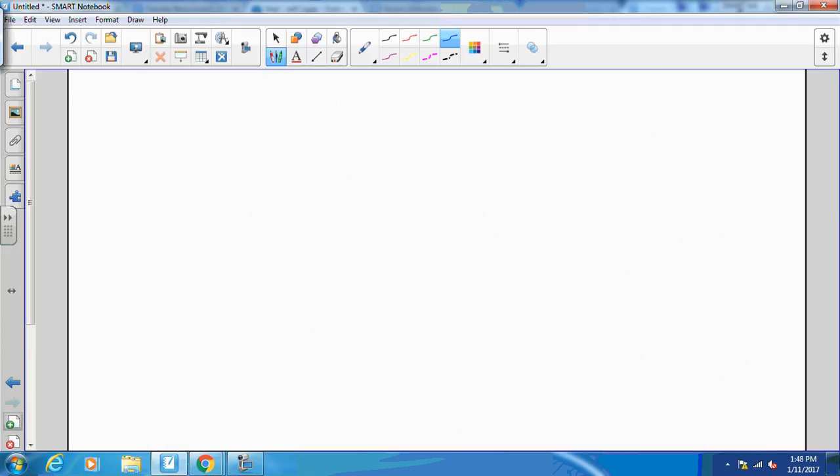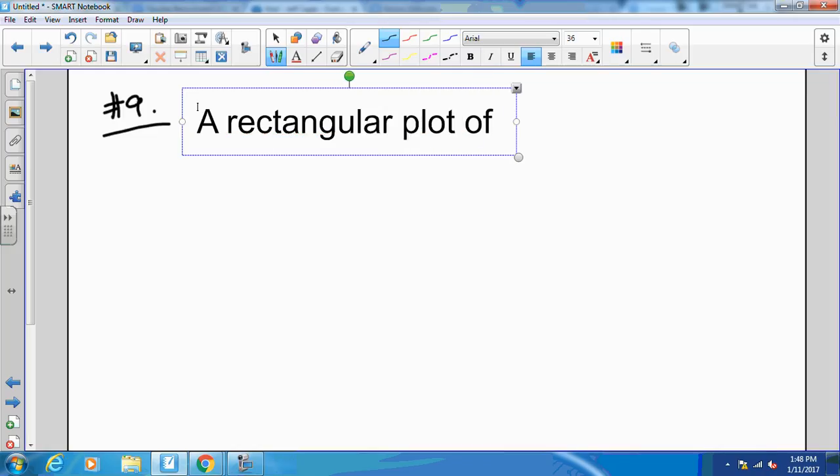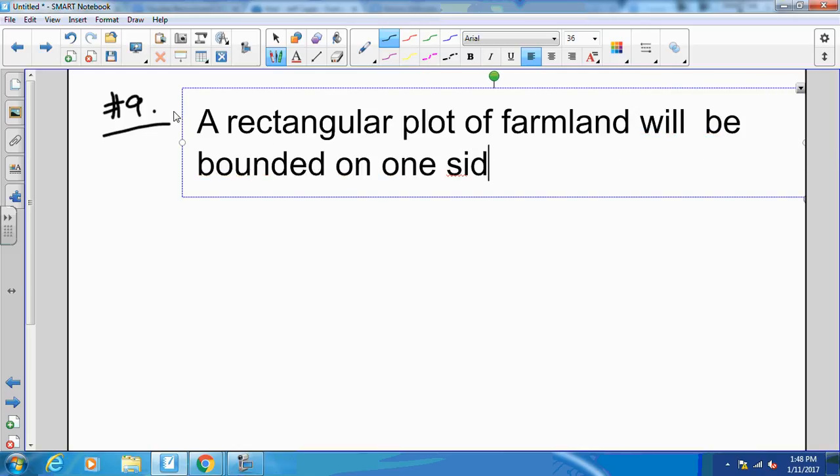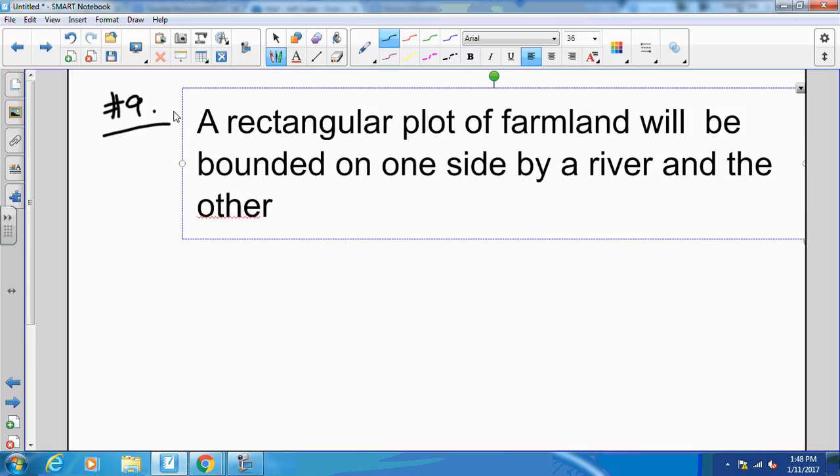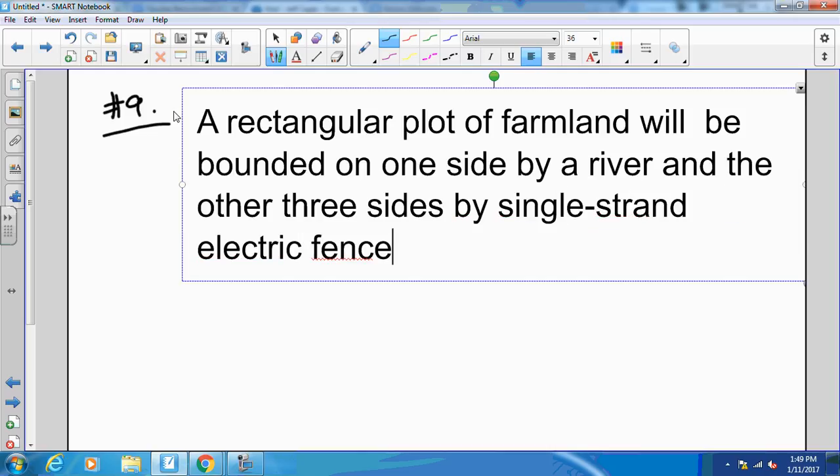Okay, let's take a look at a second one here. I want to take a look at number 9 from your book. A rectangular plot of farmland. Well, let me type this up. Mark, will you read it out? Will be bounded on one side by a river and the other three sides by a single strand electric fence. With 800 meters of wire at your disposal, what is the largest area you can enclose, and what are the dimensions?